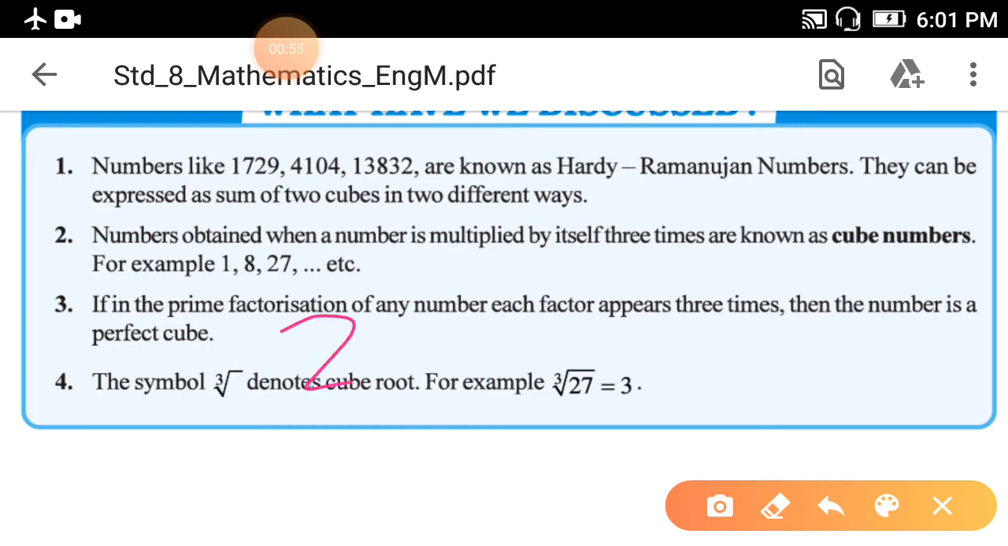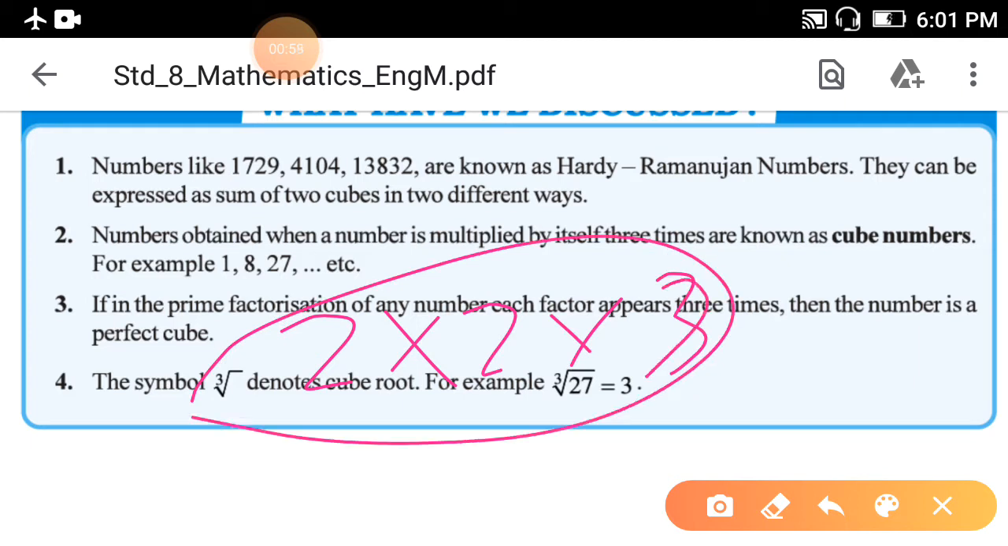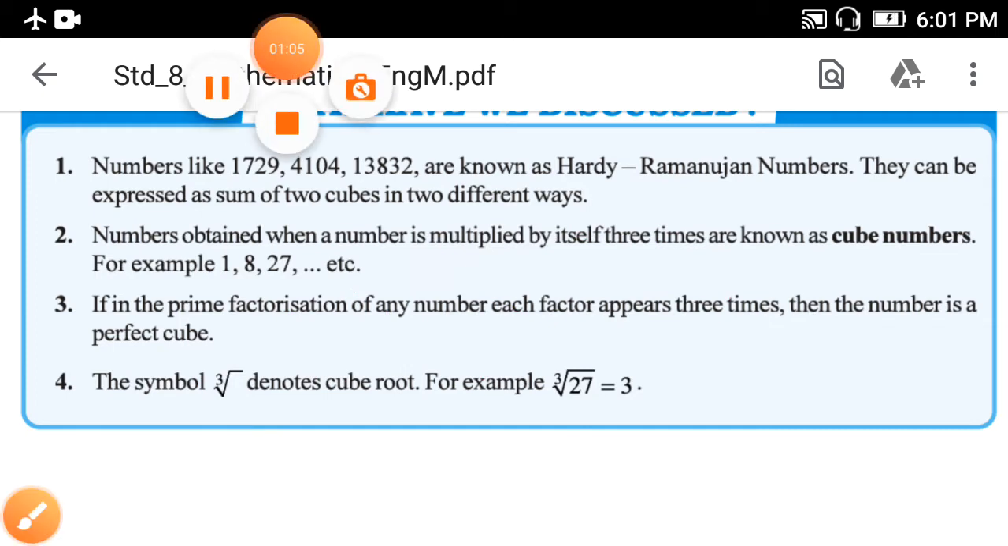Same way, you multiply 2 three times. The number 2 three times, then you will get 8. That is a cube number.